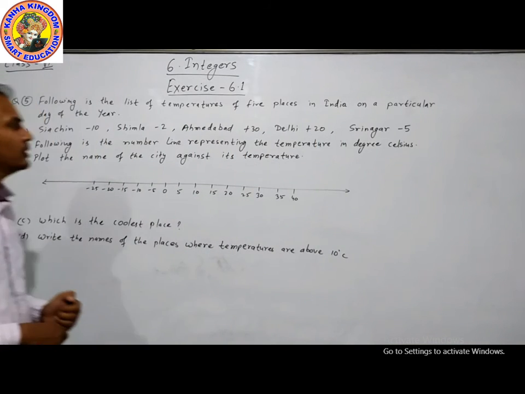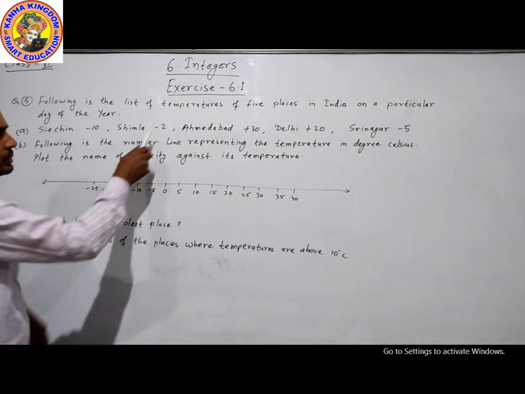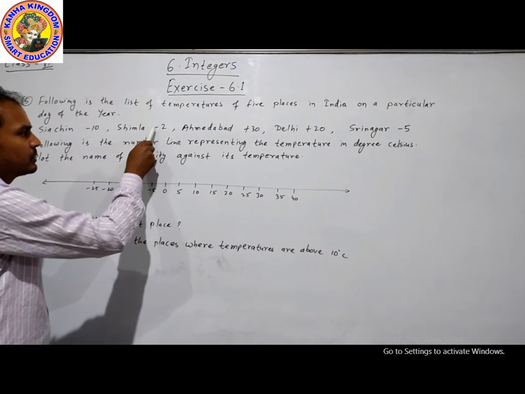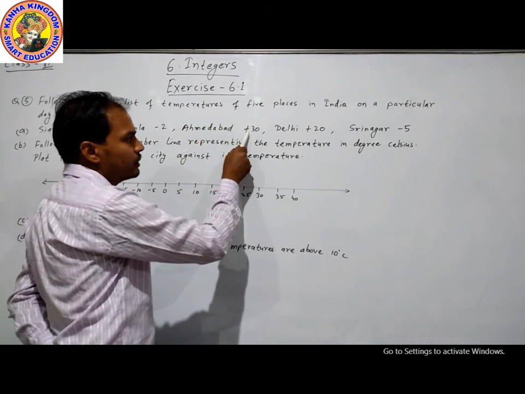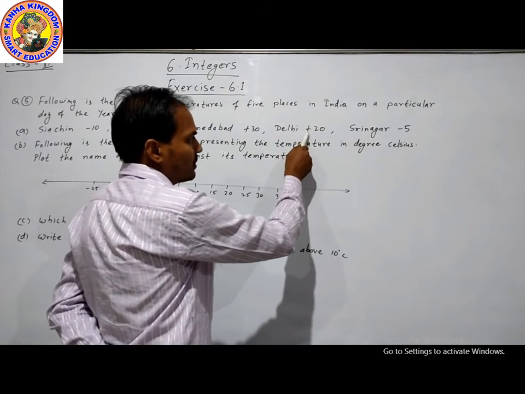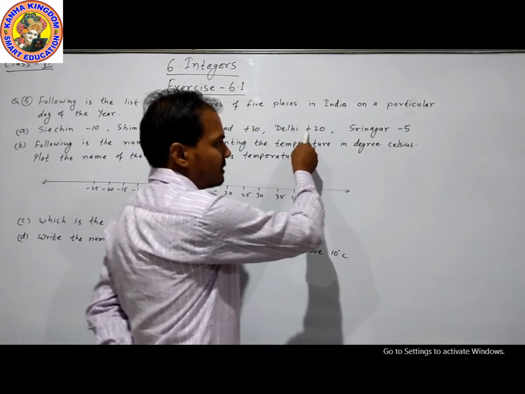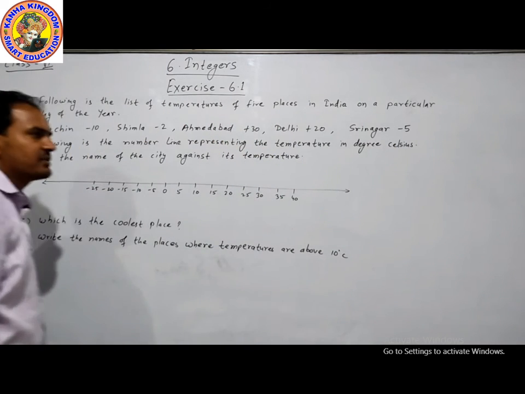Now the answer of the first part. Siachen, which is 10 degrees below, is denoted by the integer minus 10. Shimla is 2 degrees centigrade below, so this is minus 2. Ahmedabad is 30 degrees above, so this is plus 30. Delhi is 20 degrees above, so this is plus 20. Srinagar is 5 degrees below, so this is minus 5.